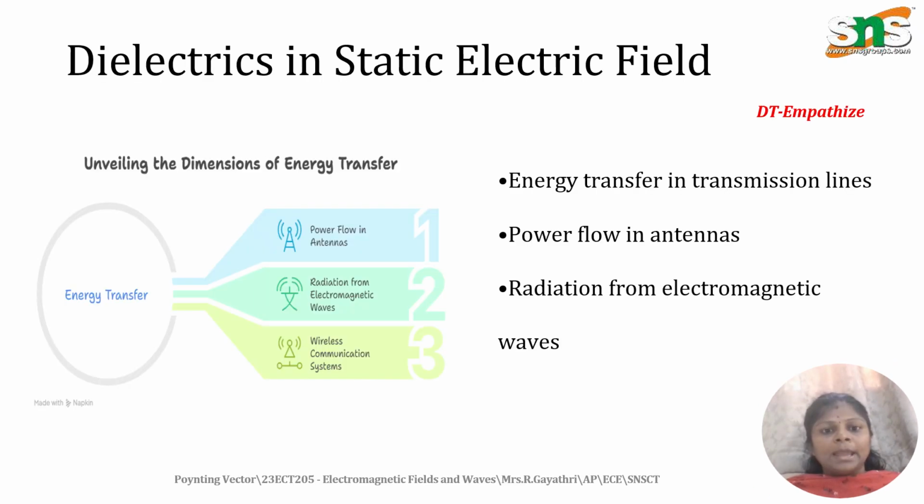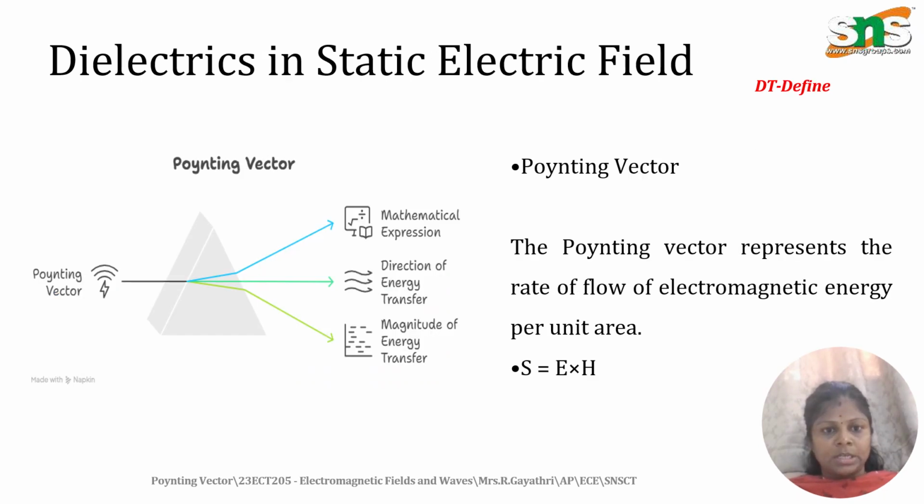And the application relevant to that. Coming to the dielectric in a static electric field, the dielectric material is used in the electric field for energy transfer in transmission lines and also for detecting the power flow in antennas. And how the radiation field is affected, how the electromagnetic field is transferred in terms of the dielectric field, and in the part of wireless communication systems. And how the energy will be transferred in a particular field.